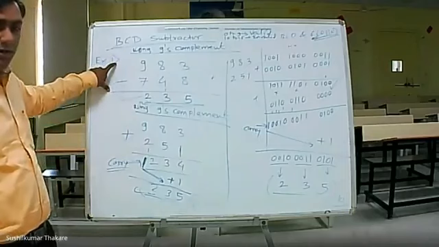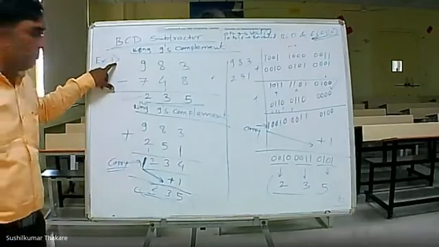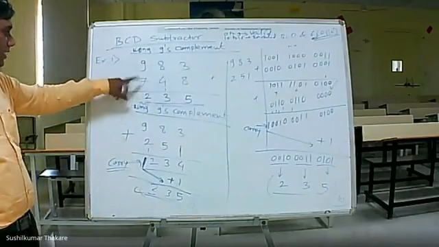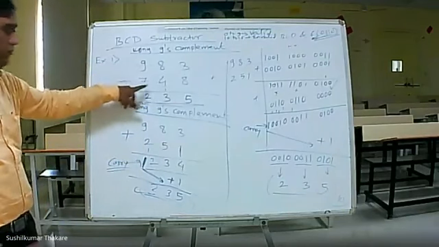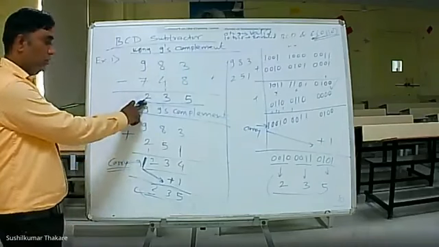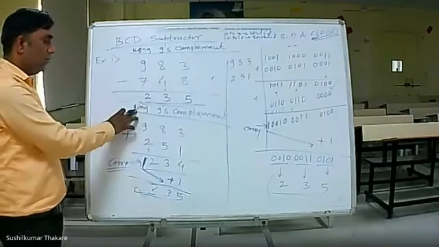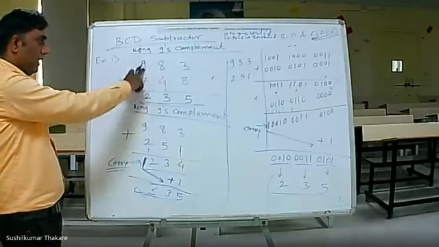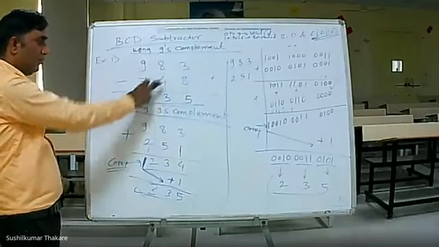This is BCD subtraction using 9's complement. So our number is 983. Subtract example is given: subtract 748 from 983. In general subtraction we get the number 235, but now using 9's complement. So take the 9's complement of this number, 748.